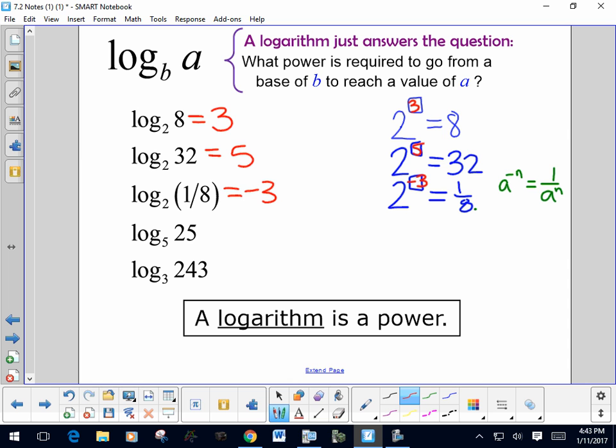We're going to switch to another base because logs, like exponentials, can have lots of different bases. This next one happens to be base 5. So if I want to know what is log base 5 of 25, I'm thinking about what power of 5 is 25. And the answer, I think you probably know, is that it is the second power. And then one last one, log base 3 of 243.